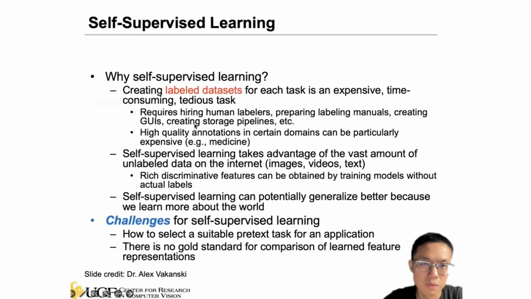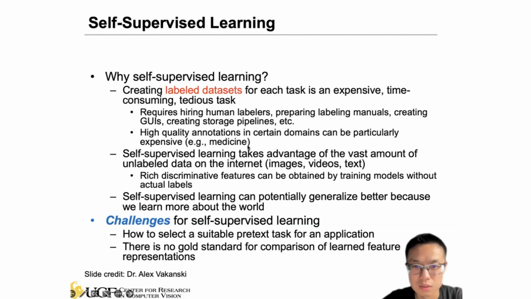So why do we care about self-supervised learning? Why do we want to devote the effort to it? The reason is very simple. Creating a labeled dataset is very expensive and time-consuming, and it requires human labelers: preparing the label manual, creating GUIs, and building a storage pipeline. A lot of time and money is invested in this kind of human labeling.